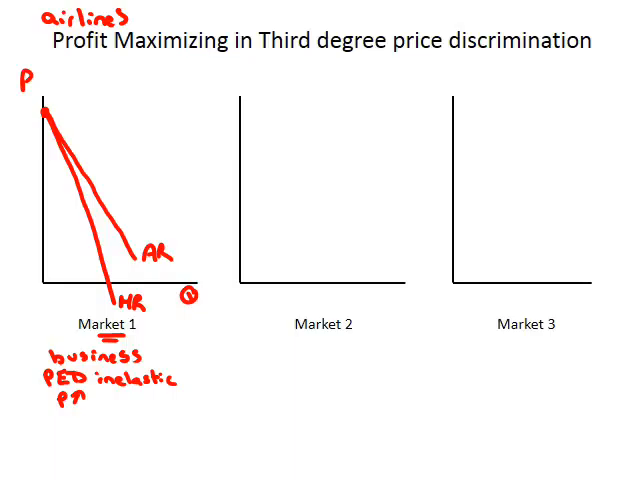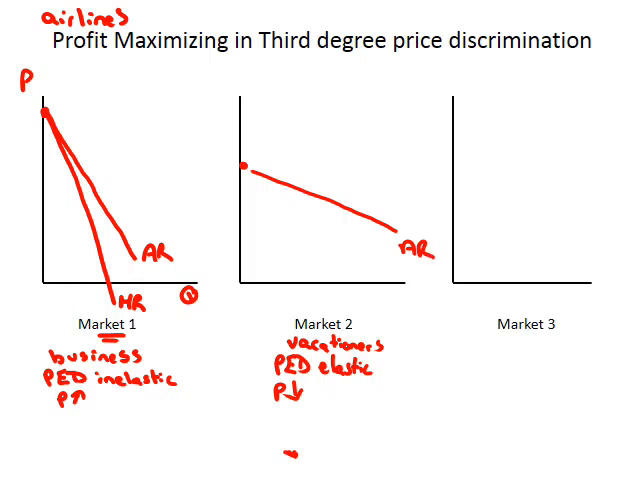Okay, now let's do market 2, which are vacationers. PED tends to be elastic, and we're going to start the average revenue curve where price is lower. So we'll start the price here. It's going to be flatter. Here's our AR. Here's the MR. Okay, so far so good. Quantity and price.